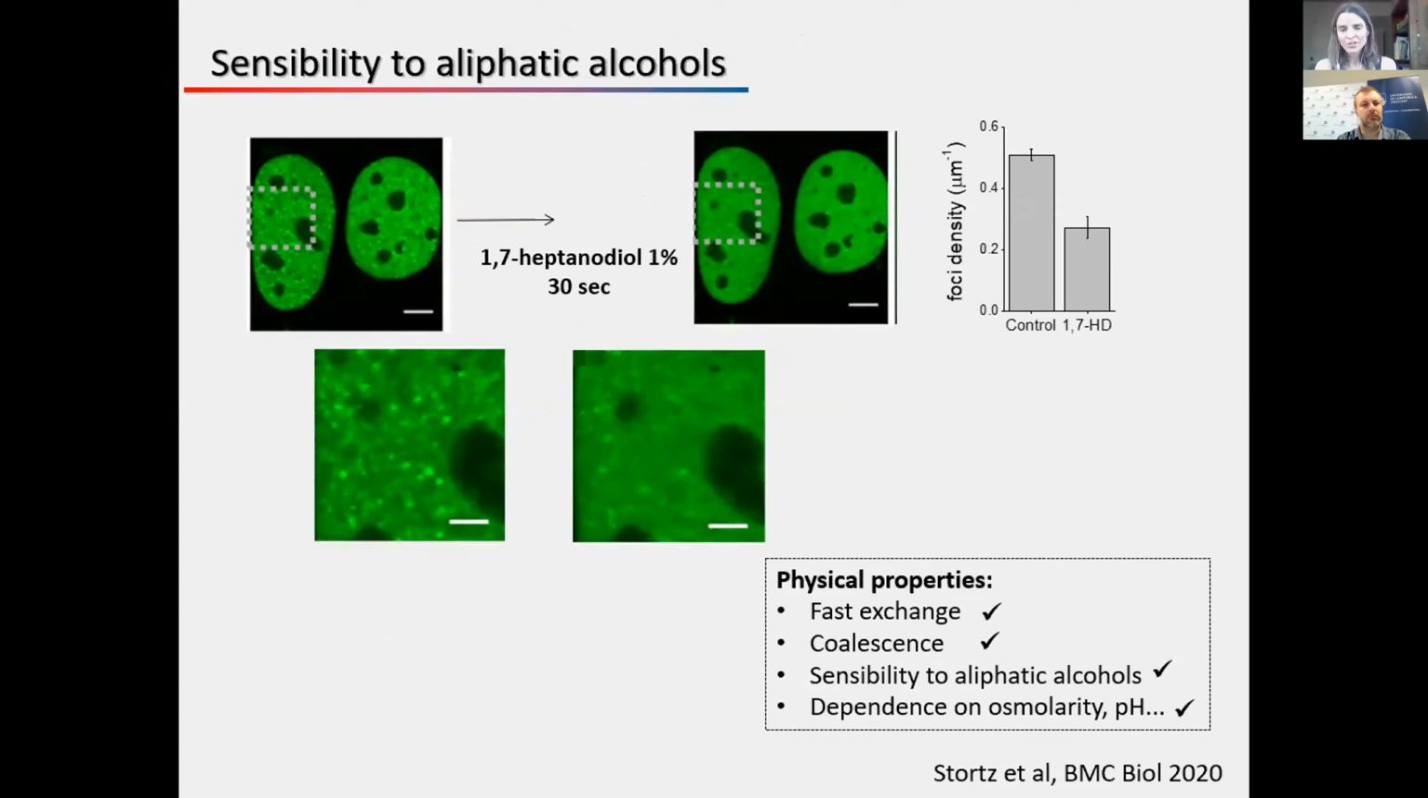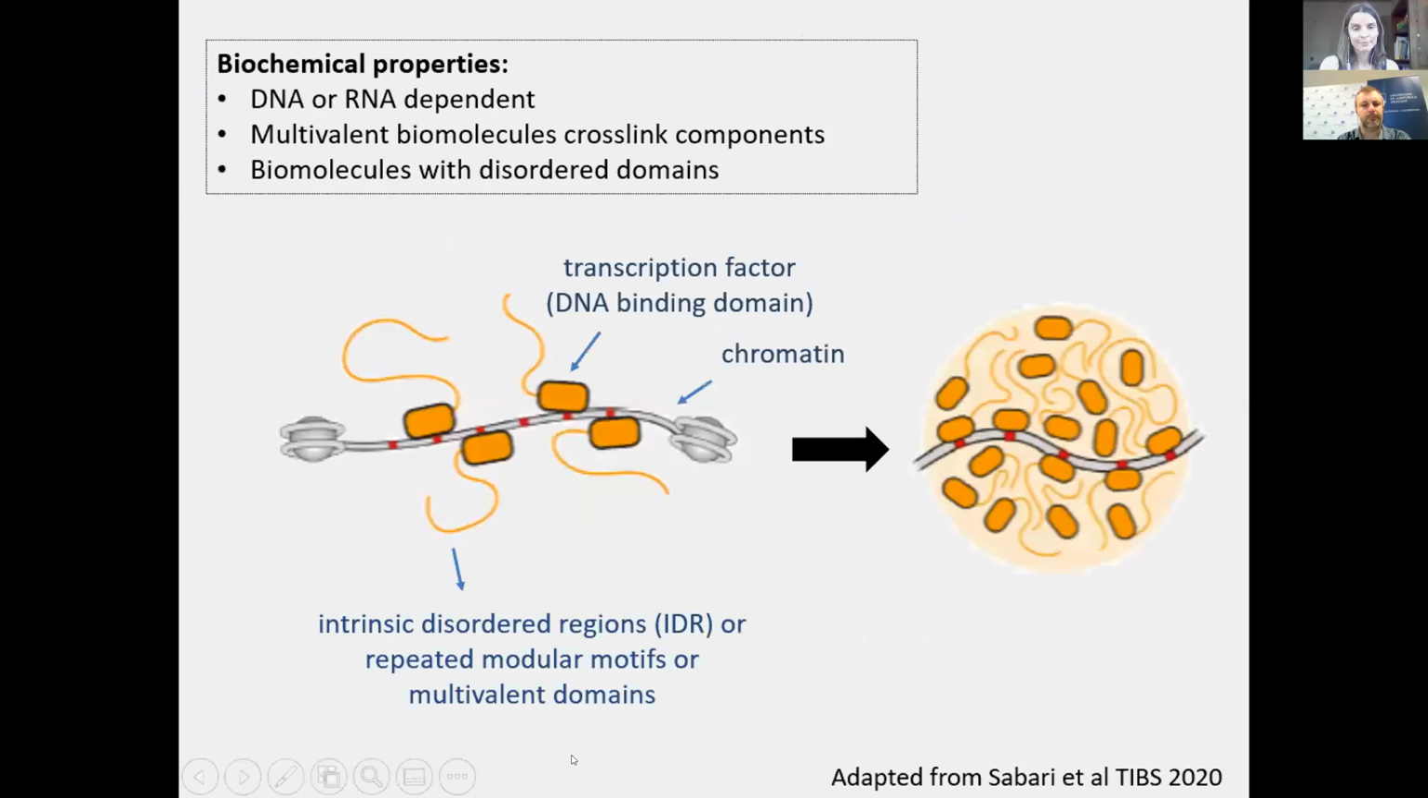I'm not going to show you the experiments of coalescence and osmolarity, etc., just to mention them. We also observe that they are sensitive to aliphatic alcohol. Here you can see what happens when you incubate the cell with this alcohol that is very much used in this liquid condensate field. You can see that most foci disappear, so they are sensitive to this alcohol. If you eliminate the alcohol from the media, this is reversed.